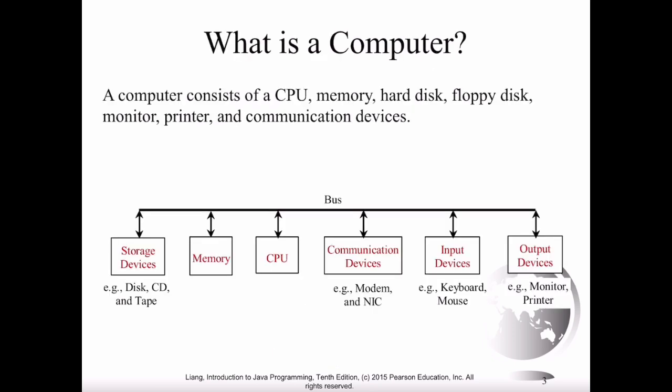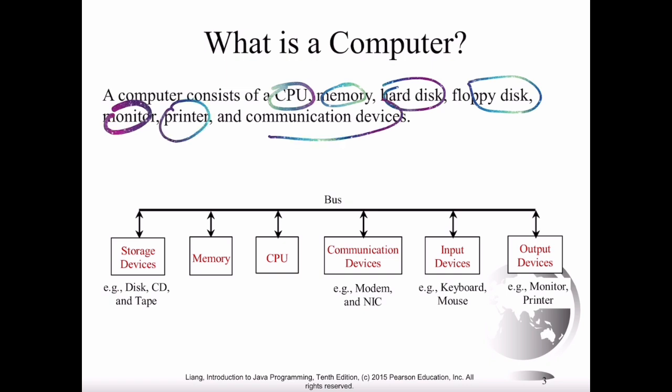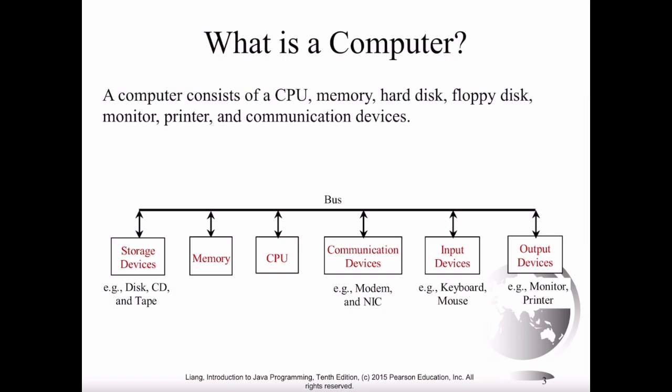So what is a computer? Specifically, the components of it in hardware. The hardware is the physical things of a computer. Basically, there is a CPU, memory, hard disk, floppy disk, monitor, printer, and communication devices in a computer. All these components are connected through one thing, which is called a bus. So they are running through it.